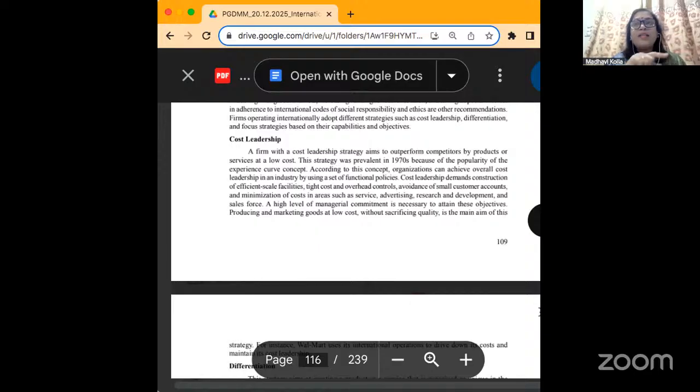It is like the experience curve concept. According to this concept, organizations can achieve overall cost leadership in the industry by using a set of functional policies. Cost leadership demands construction of efficient scale facilities, tight cost and overhead controls, avoidance of small customer accounts, and focusing on a large customer base, minimization of costs like service, advertising, research and development, either investing or reducing depending on your company's policy and how much it is contributing to the overall product development, the sales force, etc.